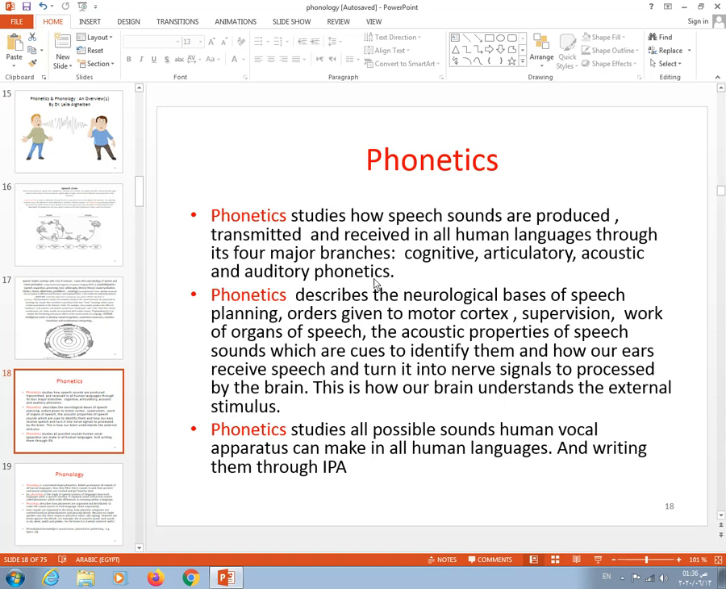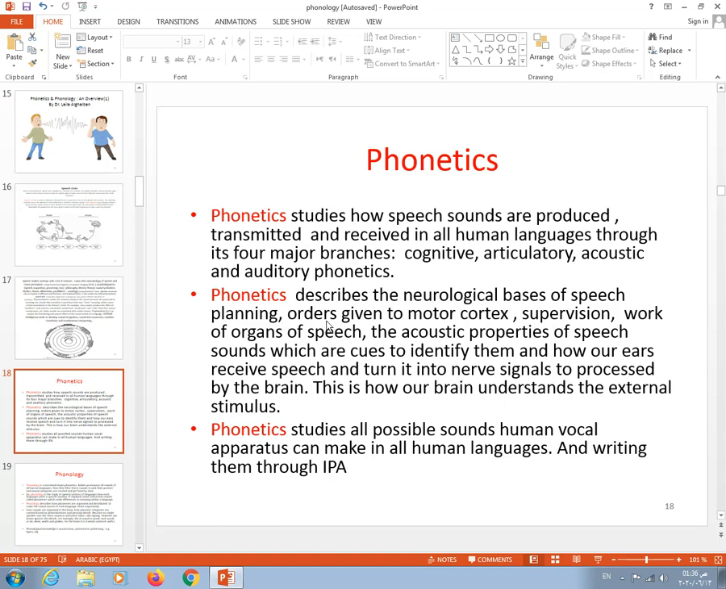Auditory phonetics deals with how people receive sounds, understand them, and turn them into ideas, and what are the neurological and physiological steps or elements that are involved in this task. Phonetics describes the neurological pace of speech.